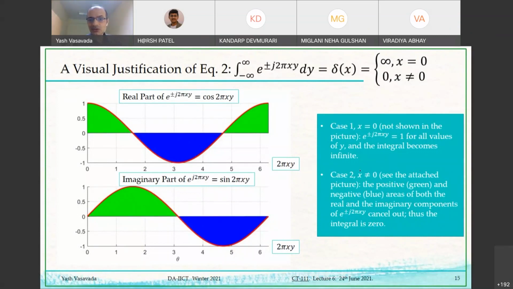So when x is not equal to 0, the positive and the negative areas cancel out, and so we get an output which is 0. However, when x is equal to 0, this complex exponential has a value of 1 for all values of y. And so if I integrate constant 1 over an infinite range from minus infinity to infinity, obviously I'll get infinity.